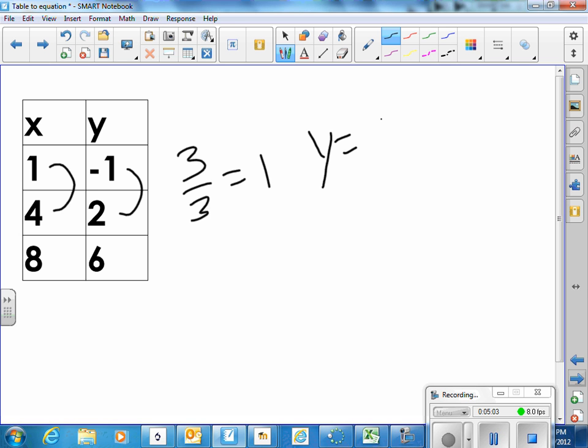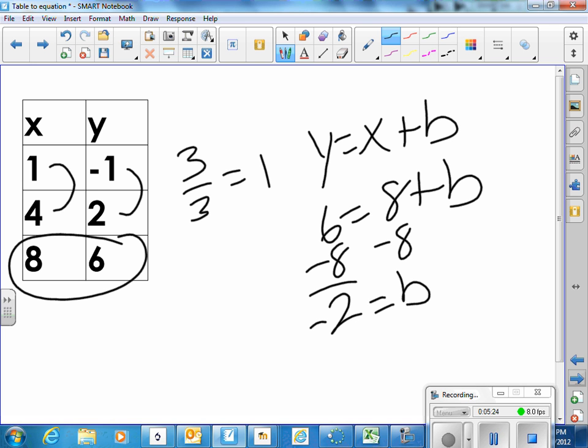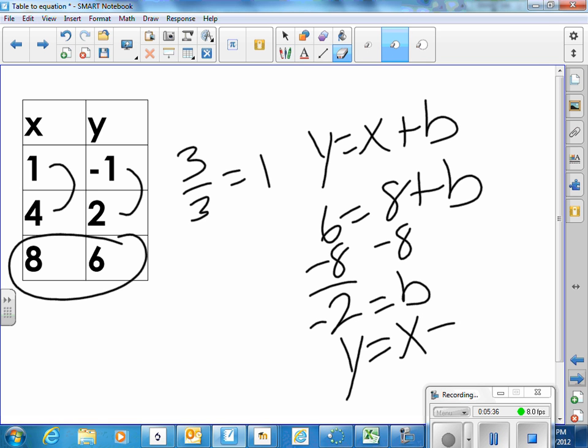y equals x plus something. Plug in a point. Any point will do. So 6 equals 8 plus something. Solving. 6 minus 8 is negative 2. So b equals negative 2, y equals x. I could say plus negative 2, but adding a negative is the same as subtracting, so let's just subtract 2.